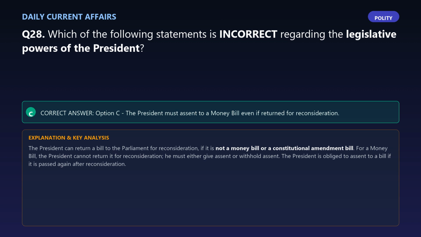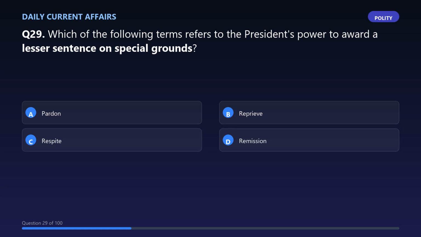Explanation: the President can return a bill to the Parliament for reconsideration if it is not a money bill or a constitutional amendment bill. For a money bill, the President cannot return it for reconsideration. He must either give assent or withhold assent. The President is obliged to assent to a bill if it is passed again after reconsideration. Question 29. Which of the following terms refers to the President's power to award a lesser sentence on special grounds?